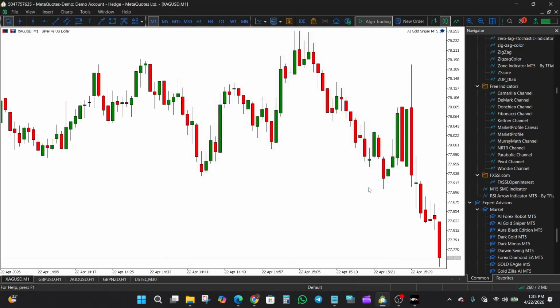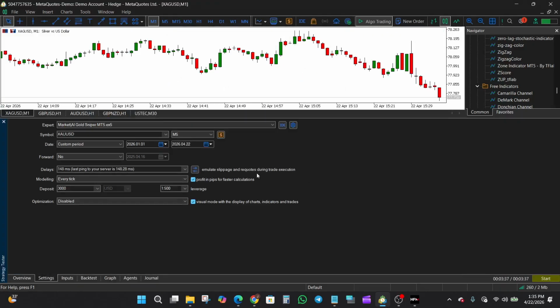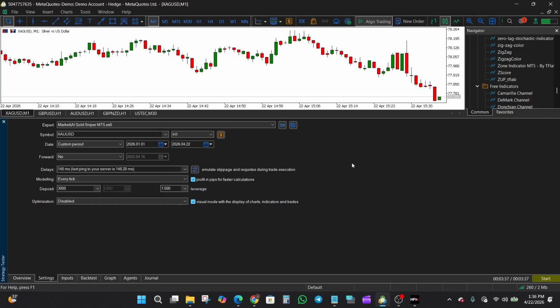So for this test, I'm going to be running it on XAUUSD on the H1 time frame, which aligns with the recommended setup. I'm testing from the start of the year, 1st January 2026, to get a reasonable sample size. But as always, a longer backtest across different market conditions gives a much more reliable picture than a short sample. All right, let us start the test.